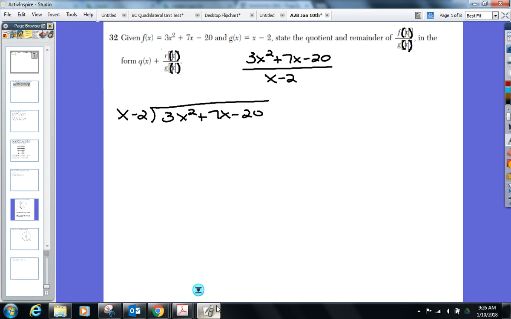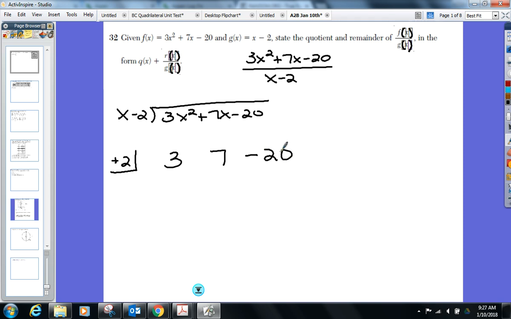Synthetically divide? All right, so if we're going to synthetically divide, and I have x minus 2 here, what's got to go in here? 2. Positive 2. And then what do you remember, Owen, what do I have to write across here? The numbers out in front, the coefficients. So what am I going to write here, Owen? 3, 7, and negative 20.